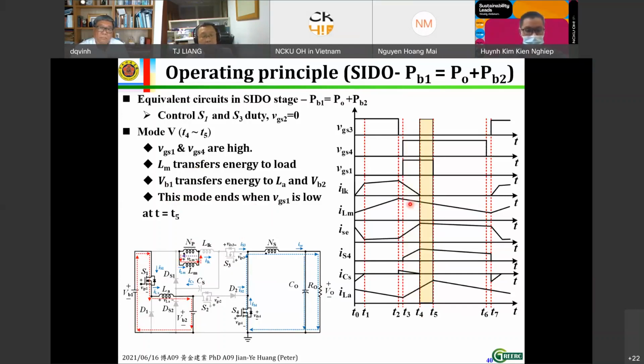In mode 5, both VGS1 and VGS4 are high. LM will transfer energy to load through the coupled inductor, and the energy from source will transfer to the LA and battery. This mode ends when VGS1 equal to 0 at T equal to T5.